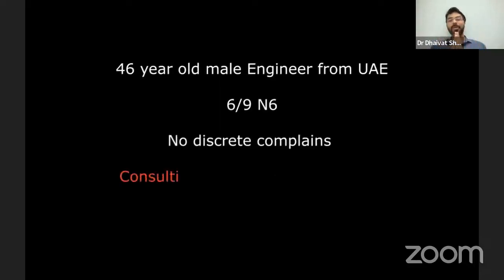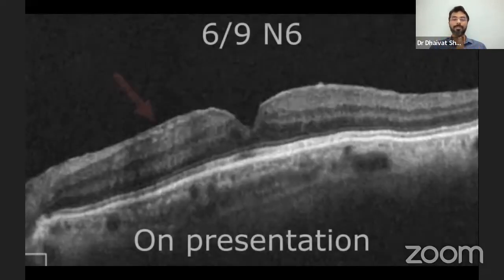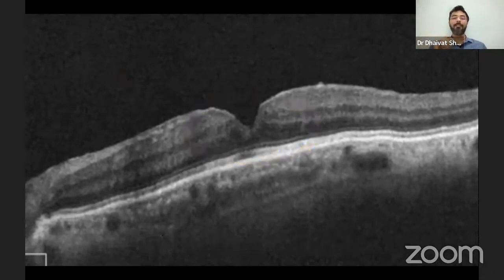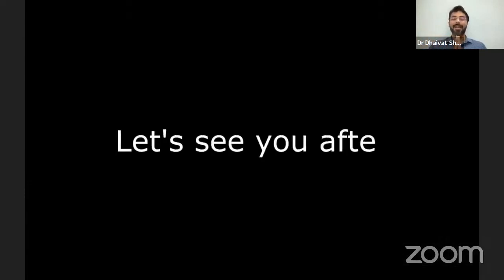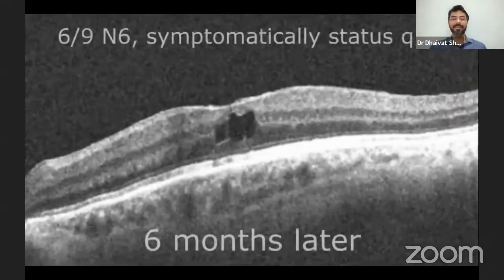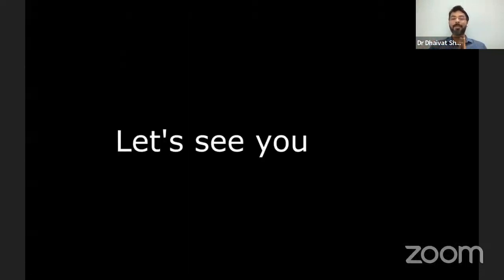There was this 46-year-old engineer from UAE. He had come for a routine checkup and he was absolutely okay. He was 6/9 and 6, no problem with his vision, no problem with his work. But on the OCT, I saw a very fine ERM, a small dip at the level of fovea, but the outer retina is intact. So I said, okay, let's observe, but let's see you after 6 months. To my surprise, after 6 months, he had some area of schisis, but now also you see the outer retina is still intact and the patient is not complaining.